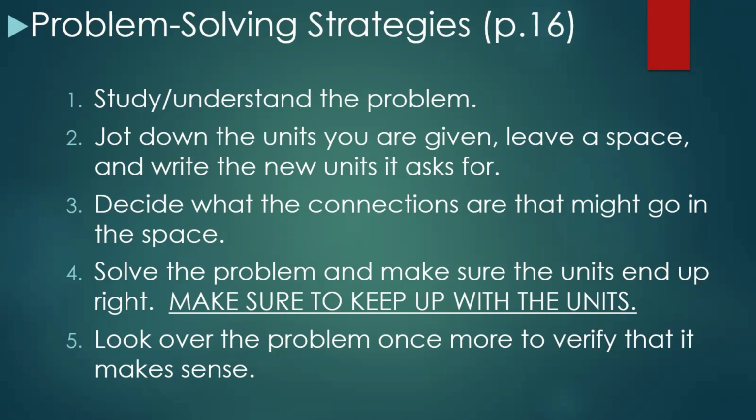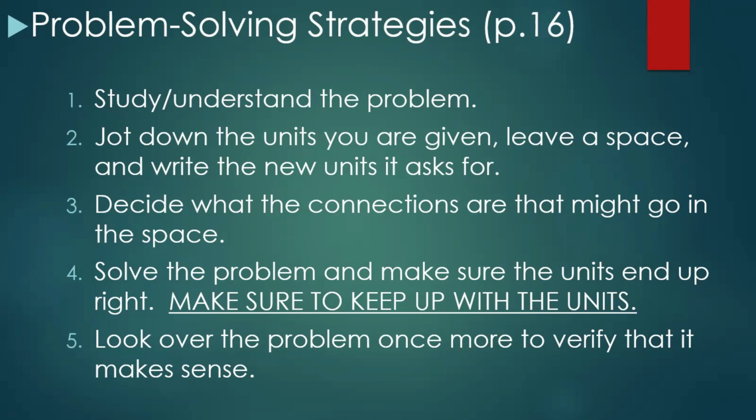Number two, this is a great idea. First of all, jot down the units that you're given and then leave a space and then write on the other side of the page the new units that the problem is asking for. And then number three, in that space that you have between, write down, just brainstorm any kind of connections or things that you can think of that would bridge the gap to converting the thing on the left into the thing on the right. So it doesn't matter if you don't use them, but just go ahead and brainstorm the things that you think you might need.